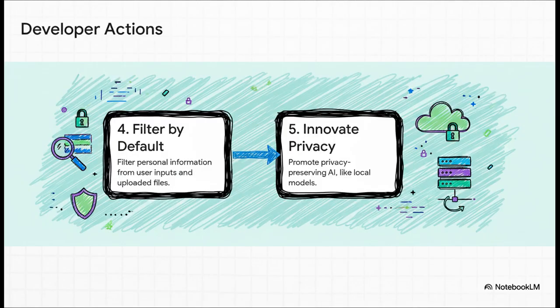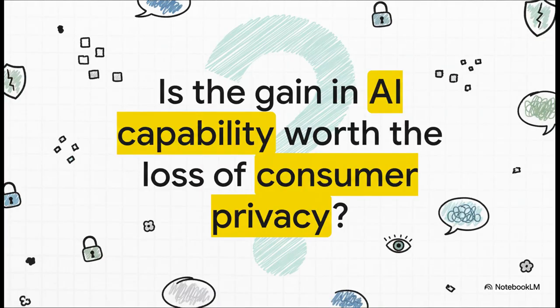Number 4 is that developers need to filter out personal info from user inputs by default. And number 5 is a call to promote innovation in privacy-preserving AI. Think about models that could run locally on your own device, not in the cloud. And that really brings us to the final, critical question the paper leaves us with. It's a trade-off we all need to think about. Is the performance boost these models get from training on our chat data worth the corresponding loss of our privacy?